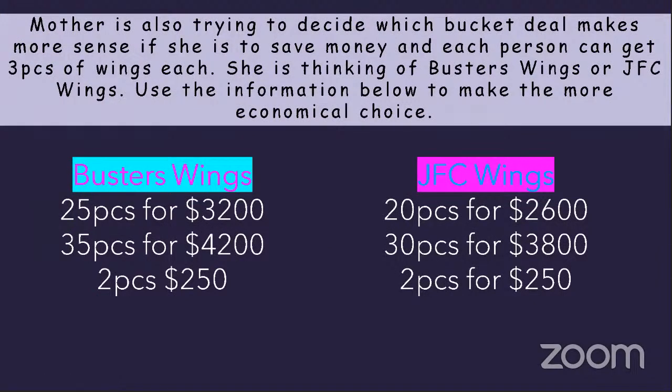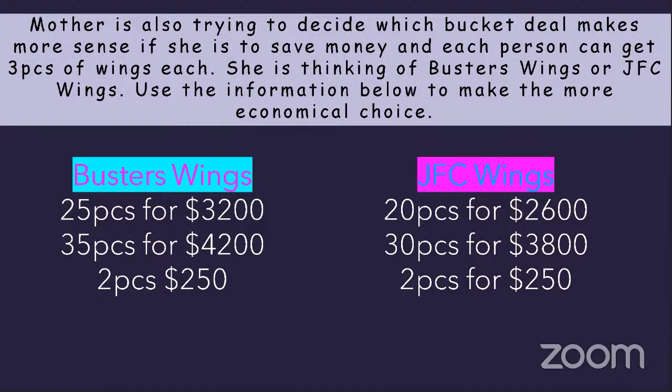Now, mother is also trying to decide which bucket deal makes more sense, if she's to save money and each person can get three pieces of wings each. So now mother needs to go and buy the chicken wings and she wants to know which bucket deal makes more sense because she spent so much money already for this party and she wants to save even a little money when she's buying the wings here. So she's thinking of Buster's Wings. That's a place that does wings. I'm not sure if it exists in real life. And she's thinking of buying it from Buster's Wings or from JFC Wings. So she needs to make a decision. She's gonna buy some JFC wings or she's gonna buy some Buster's Wings.